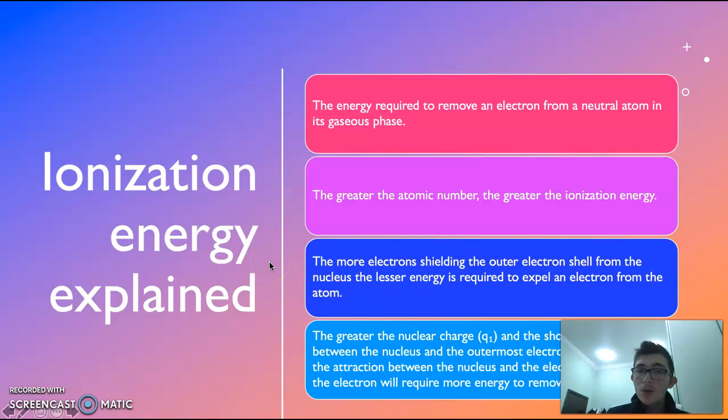Now, in terms of electron shielding, the more electrons shielding the outer electron shell from the nucleus, the lesser energy is required to expel an electron from the atom. Now, this only applies from the top of the periodic table to the bottom because electron shielding increases from top to bottom.